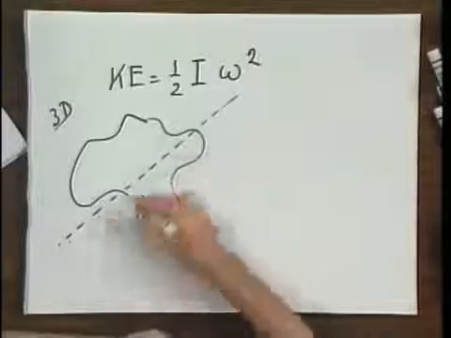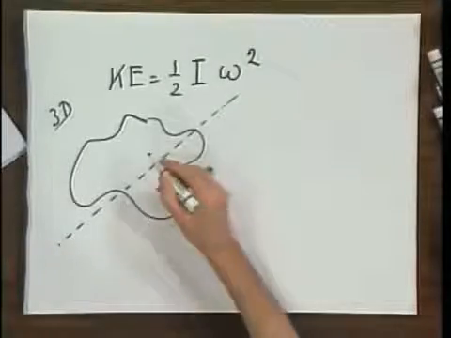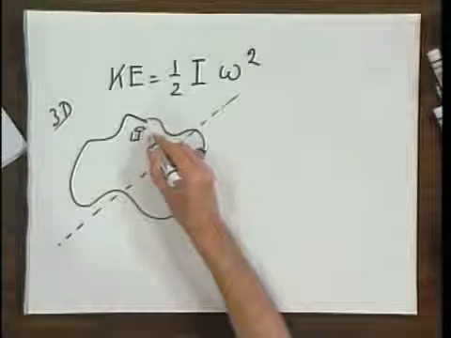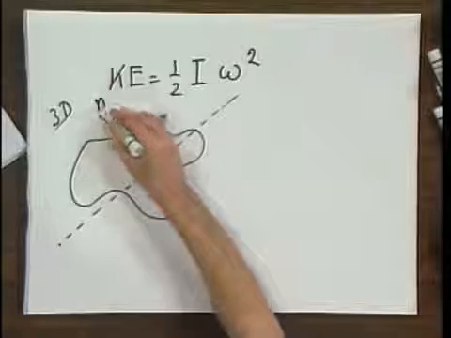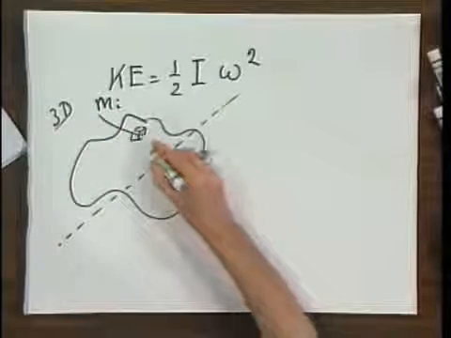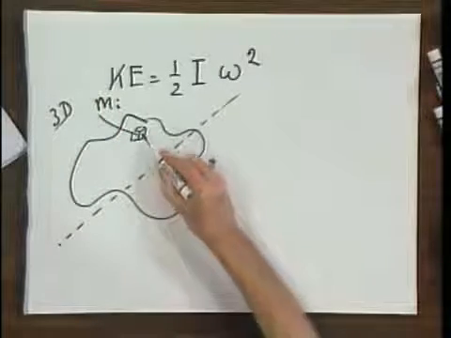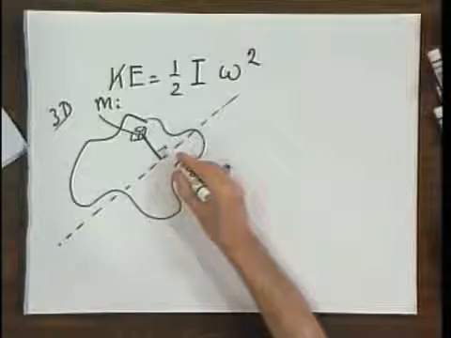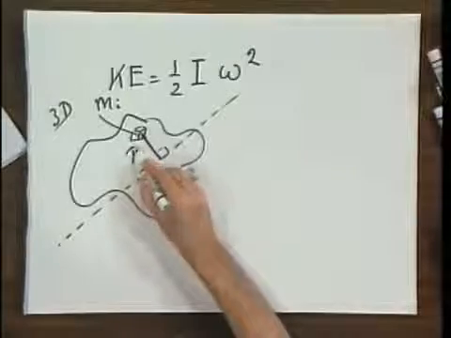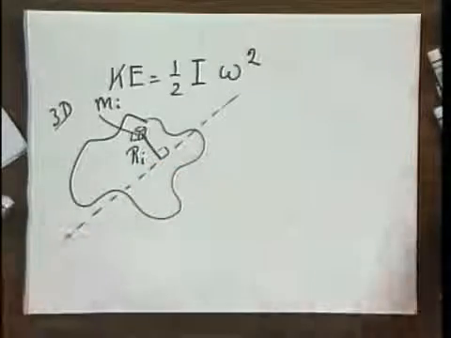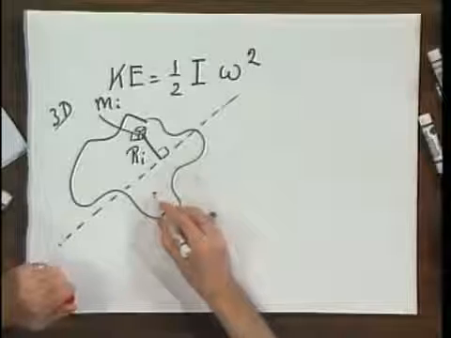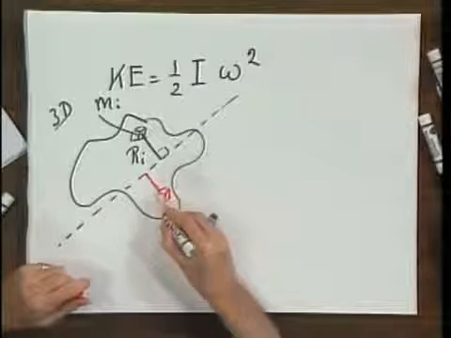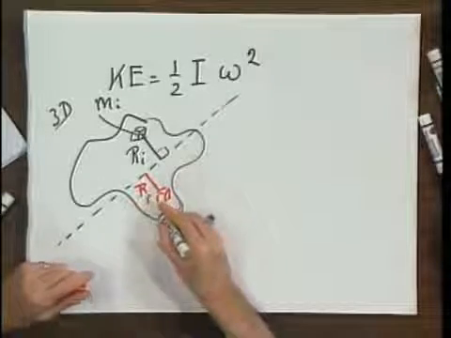So this is the axis of rotation that I have chosen here, quite arbitrarily. And I carve out here a small mass element which I call m_i. And I have to know the distance from that mass element m_i to the axis of rotation. So this is 90 degrees. And I call that r_i. I would have another one here, say some little mass element. And then I would have to know this value, r_i.